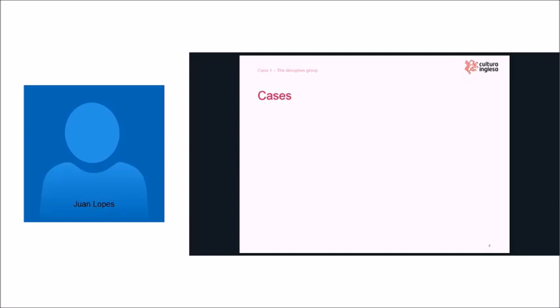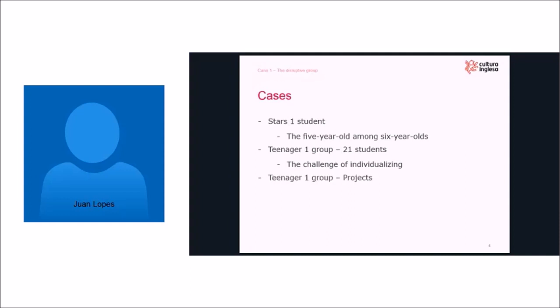So what are the cases that we're going to be focusing on, just to get this sample of what we can differentiate? Well, first of all, we're going to be talking about a STARS 1 student, the 5-year-old among 6-year-olds. How do we deal with that younger student in our classroom? We're going to be talking about the teenager 1 group with 21 students, so the challenge of individualizing here. And we're going to be talking about the teenager one group as well, in relation to projects and the choice of giving the choice. How do we deal with this idea of giving a choice to students, right, when it comes to projects?